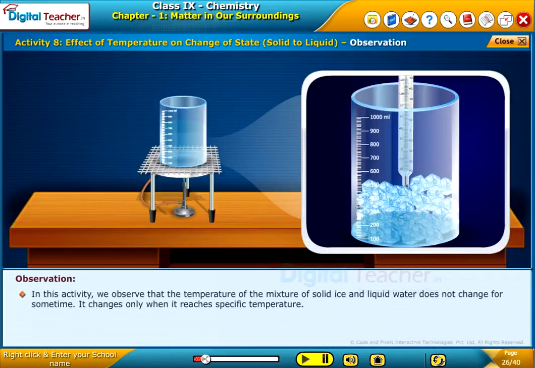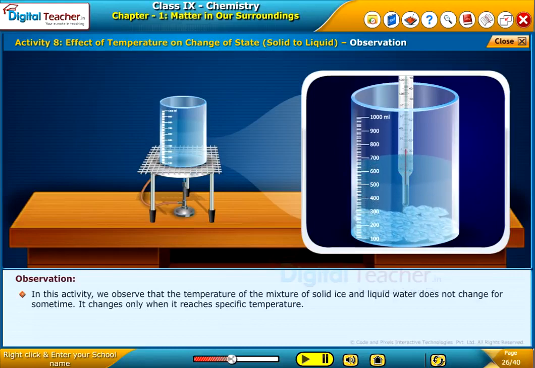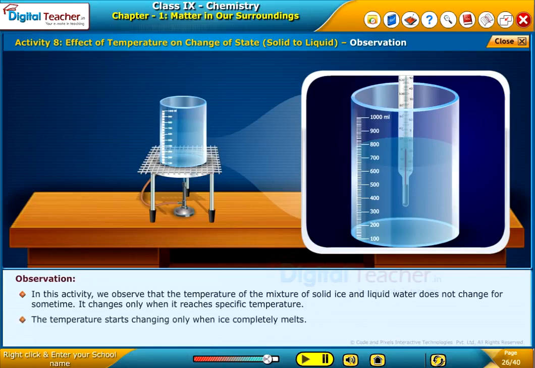In this activity, we observe that the temperature of the mixture of solid ice and liquid water does not change for some time. It changes only when it reaches a specific temperature. The temperature starts changing only when the ice completely melts.